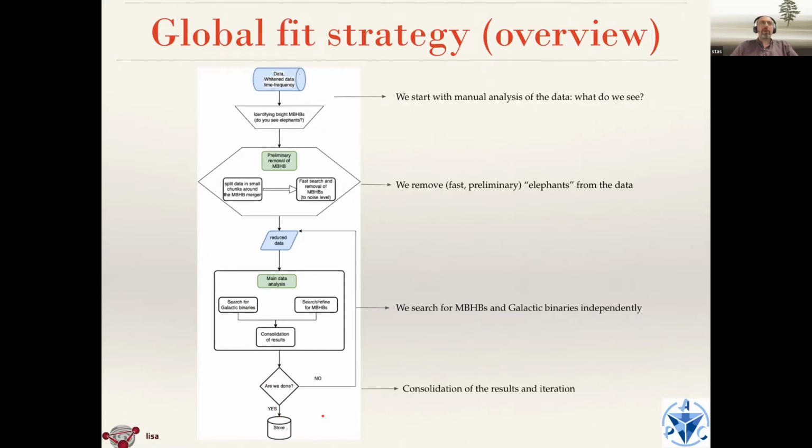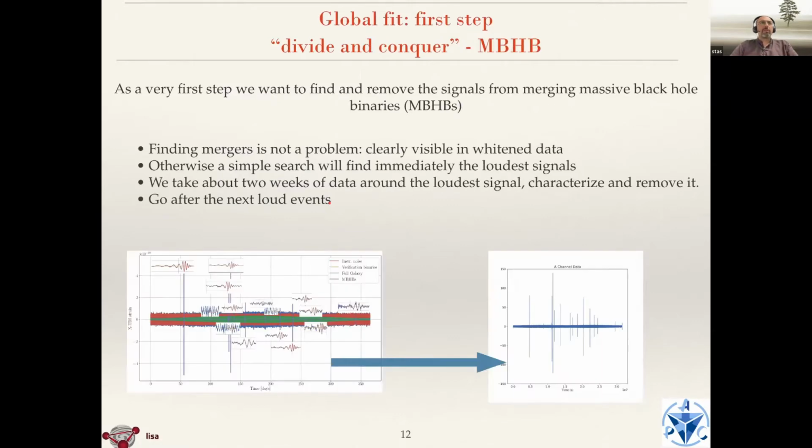I'll now go a bit more into the details of each step. I'll start with this step, what I call divide and conquer, or removing elephants. As I said, we have these bright massive black hole mergers, and they are clearly visible, especially if you whiten the data, or in other words, apply a filter which removes high and low frequency components of the noise. You can see even the weak signals become visible in whitened data. So it's just visual inspection. You can see how many signals there are.